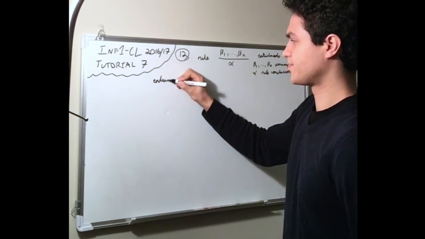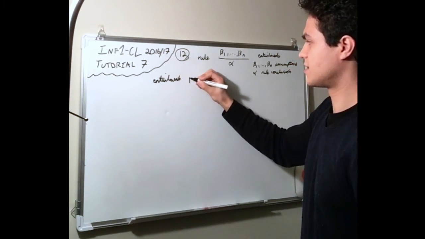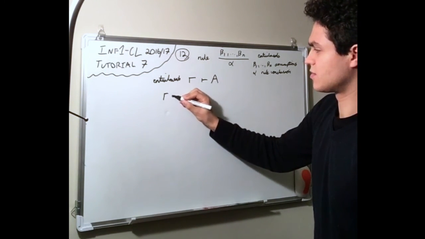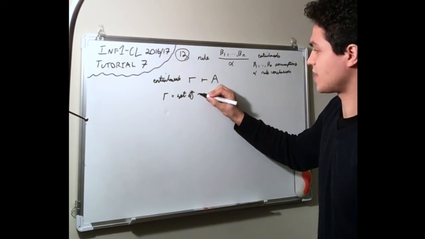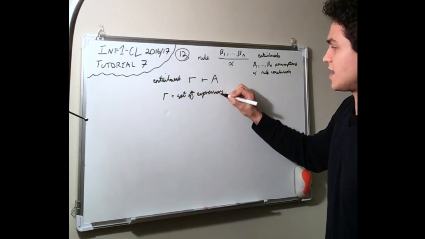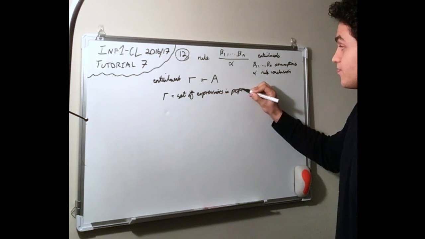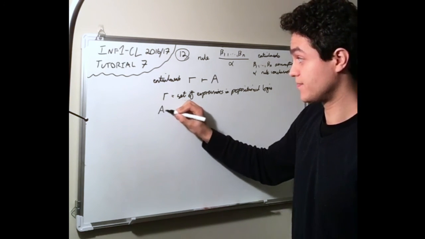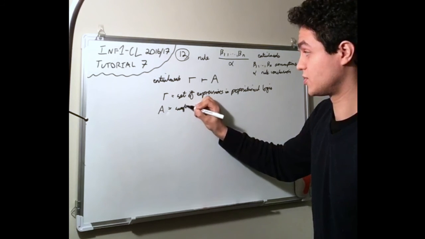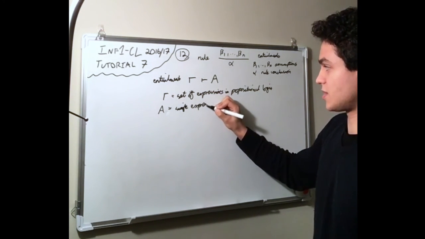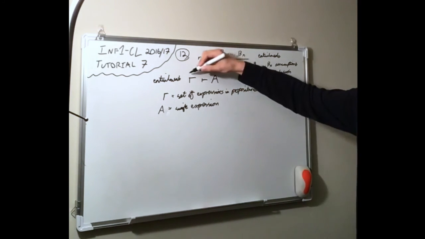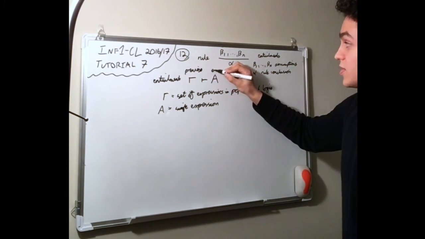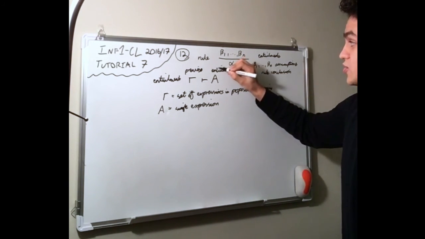So what is an entailment? An entailment looks like this, where this symbol here represents a set of expressions in propositional logic, and A is a single expression in propositional logic. So this here is called the premise, and this here we will call the entailment conclusion.